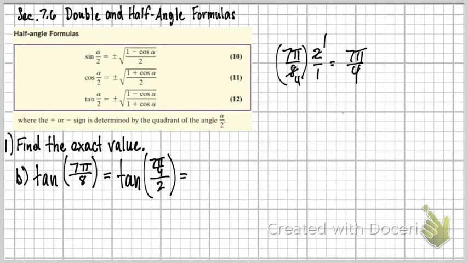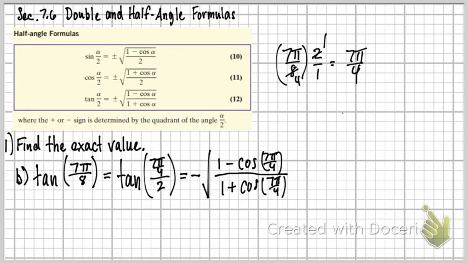So what we're going to do now, since we know that it's negative, we're going to put the negative sign here right away so we don't forget about it. And then this is just the square root of 1 minus cosine of 7 pi fourths over 1 plus cosine of 7 pi fourths. And that's all square rooted.